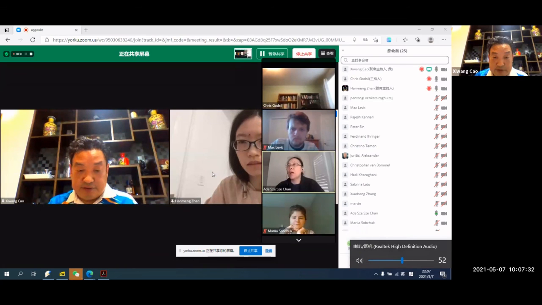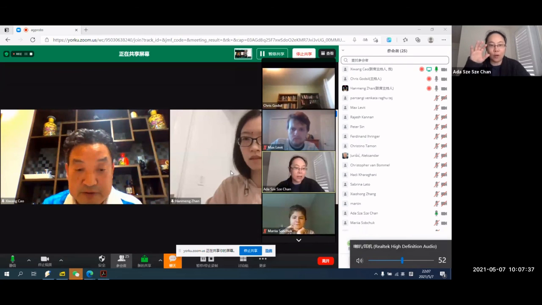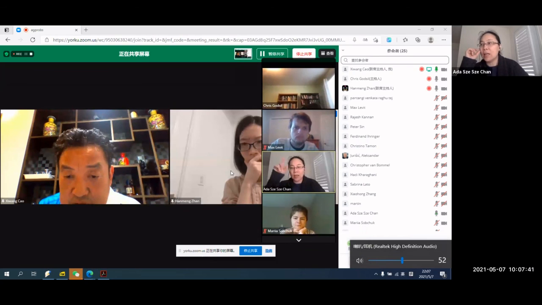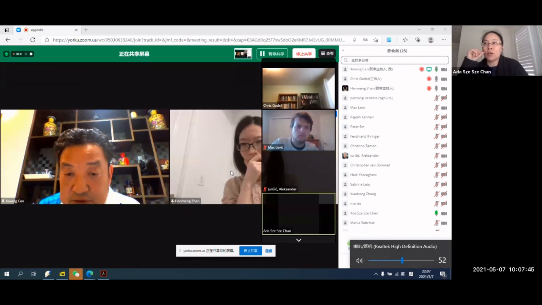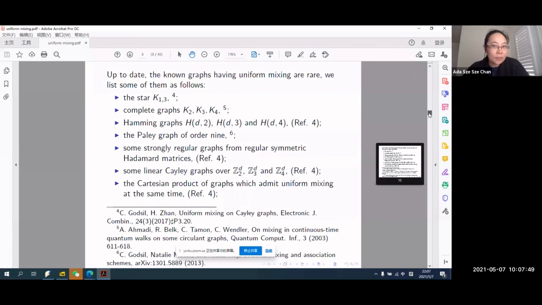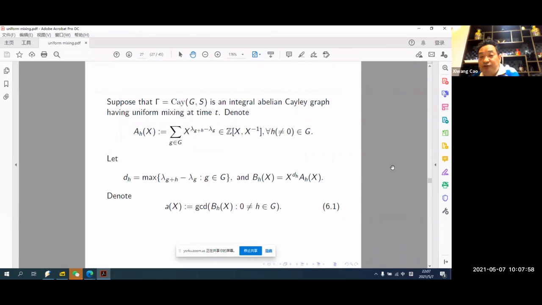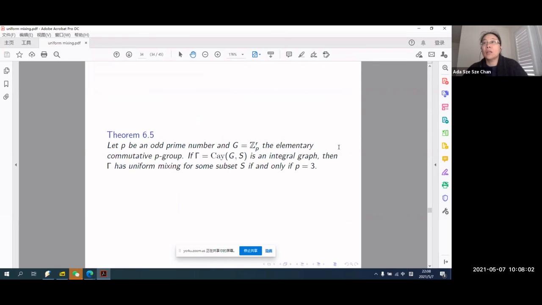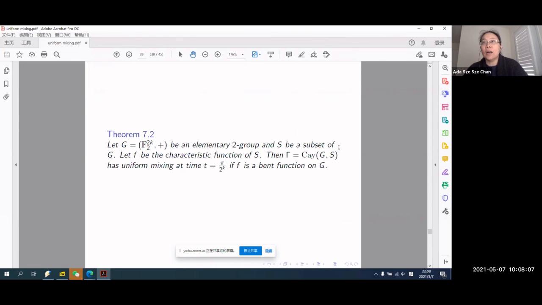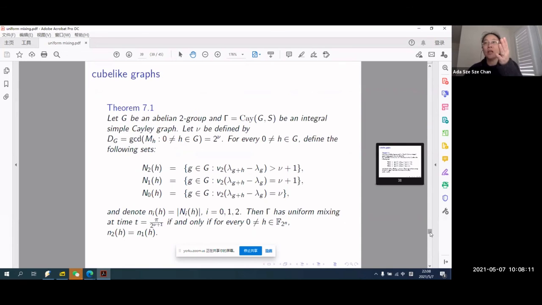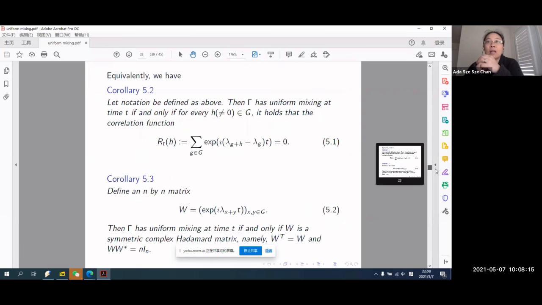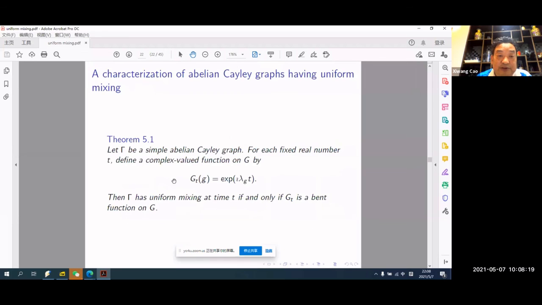So my question is, when you have the bent function, you want your bent function to be in the form of e to the i lambda t, and I'm new to bent functions. So are there constructions of bent functions in the correct form? You mean for cubic graphs or general abelian Cayley graphs? General abelian Cayley graphs. Your bent function, you want the function to have values in the form e to the i lambda t, right? Because a bent function will give us mixing, right? Yeah.